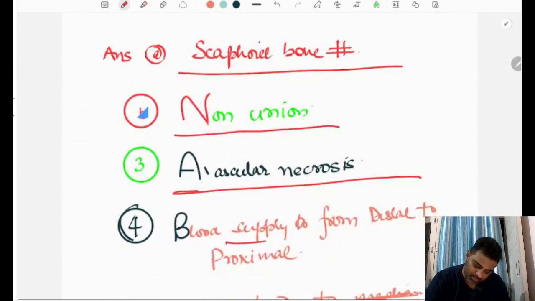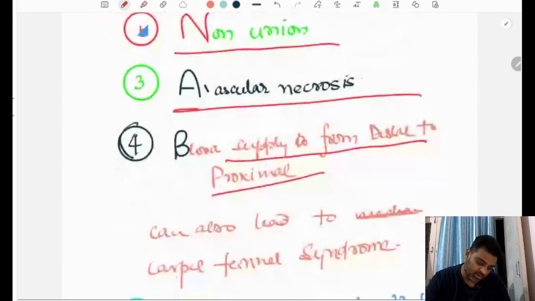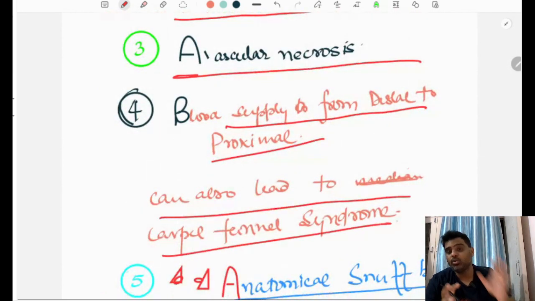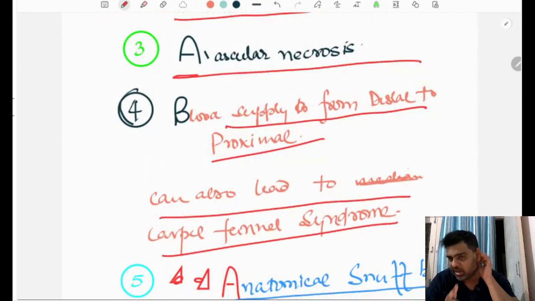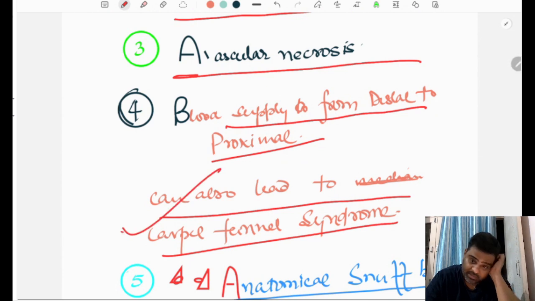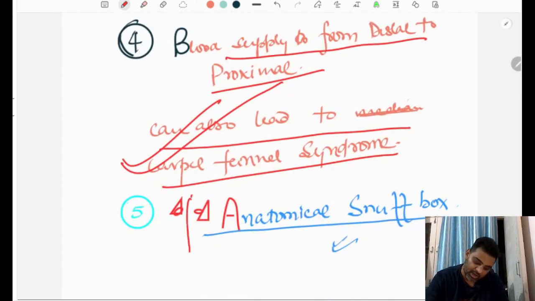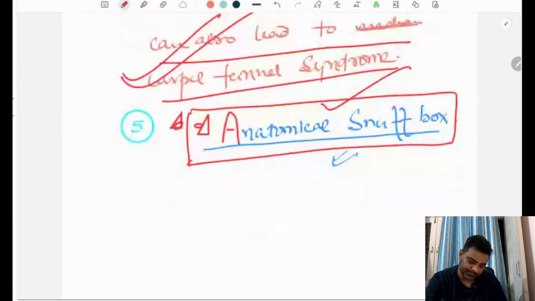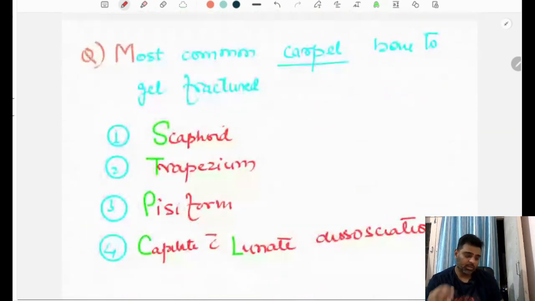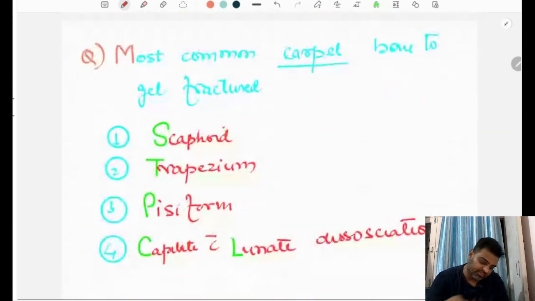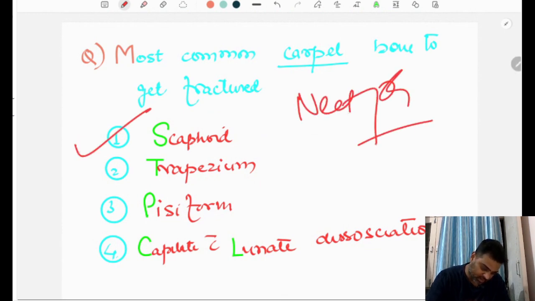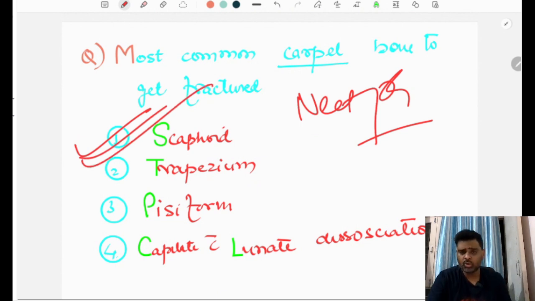Blood supply is from distal to proximal. It can also lead to carpal tunnel syndrome. I have told you there are two conditions, lunate dislocation and scaphoid fracture, that can lead to carpal tunnel syndrome. And tenderness can be present in the anatomical snuff box. Most common carpal bone to get fractured: this was a question asked in NEET PG. The answer is scaphoid. Most common bone to dislocate in the carpal area: the answer will be lunate.